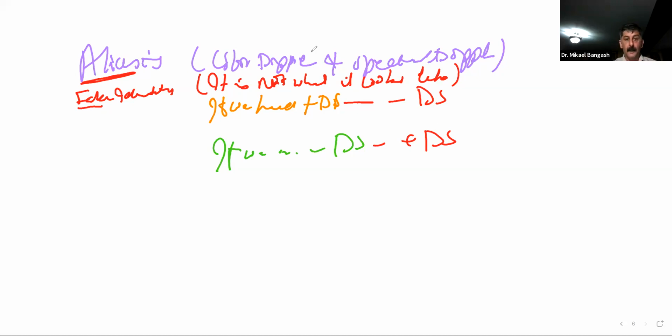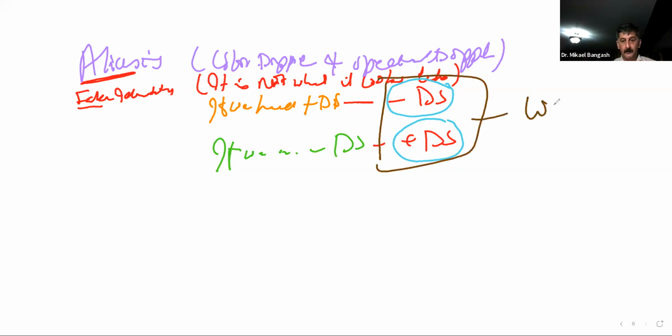Clear? And why these fake identities? Why does a negative Doppler shift show up, although we actually only had a positive Doppler shift? And why does a positive Doppler shift show up, although we actually only had a negative Doppler shift? That was mainly because both of these are Doppler shifts above the Nyquist limit.